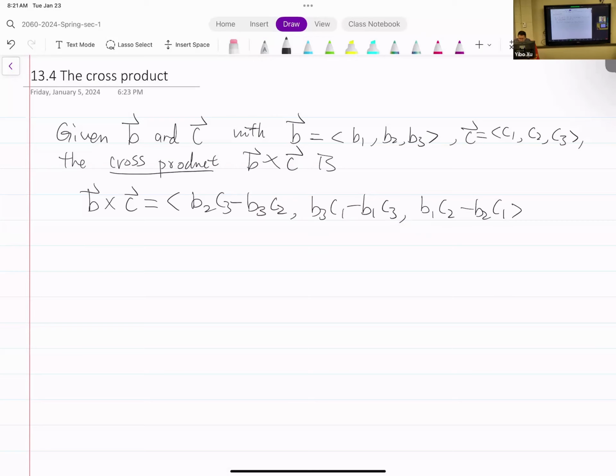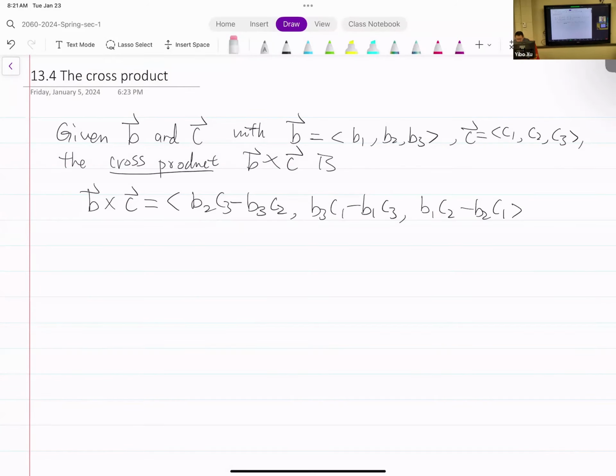So one thing we can realize is that every term within this formula is some component of B times another component of C, right? So you see B2 C3, B3 C2, B3 C1, B1 C3. You don't really see B2 C2, right? It's the second component of B times the third component of C, not the second component of B times the second component of C. Another thing to observe is that in the first component of this vector, you don't really see the index 1.